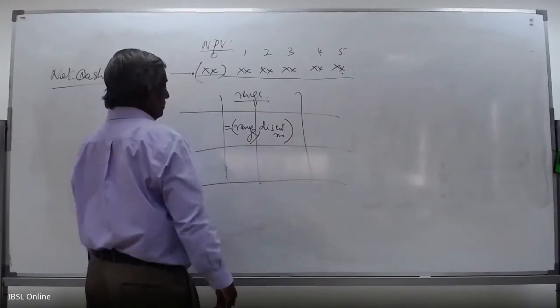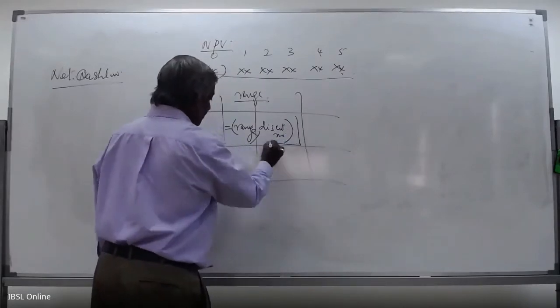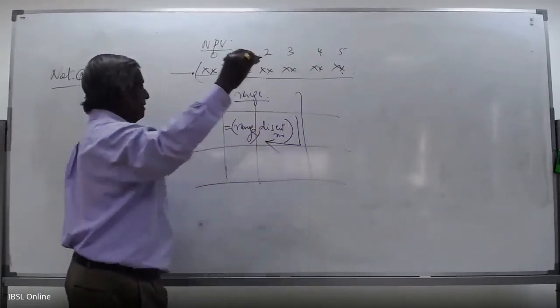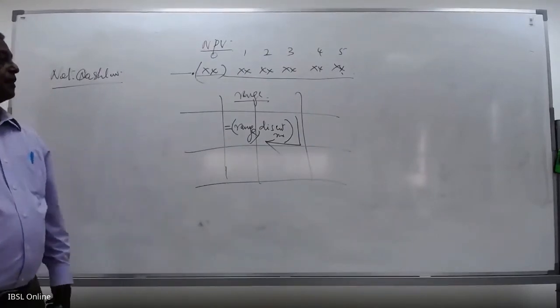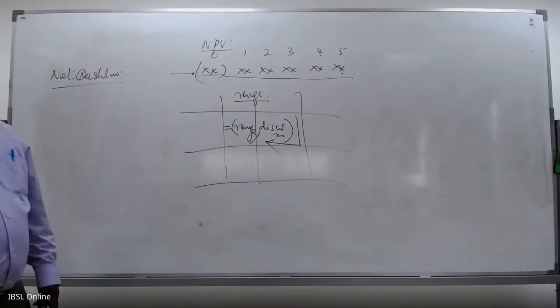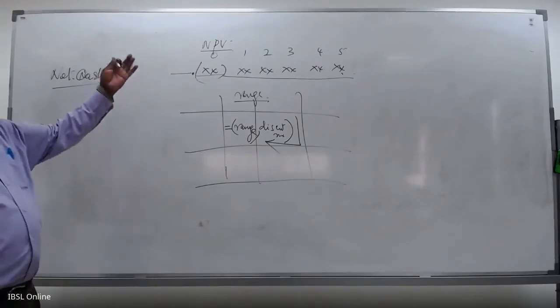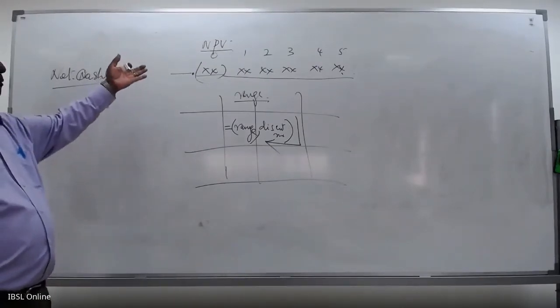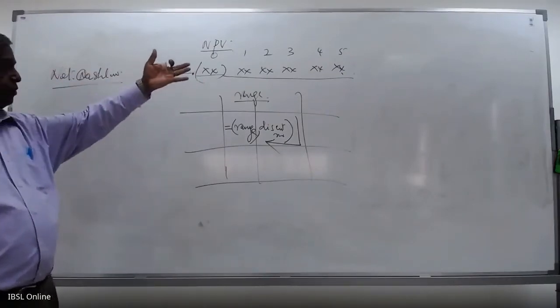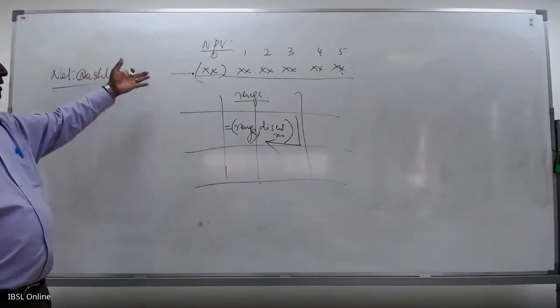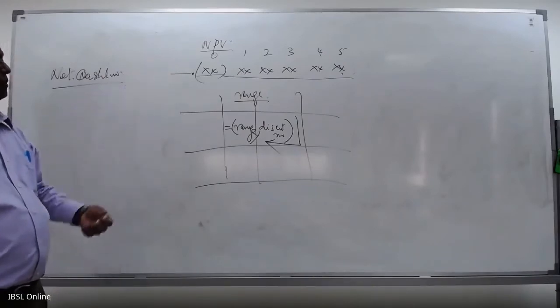Subtract. And then enter. You will get the answer, the NPV. Once again, I will repeat. In the Excel spreadsheet, you put the normal cash flow, that is the net cash flow. You put the net cash flow, that is the negative, and then the positive values.